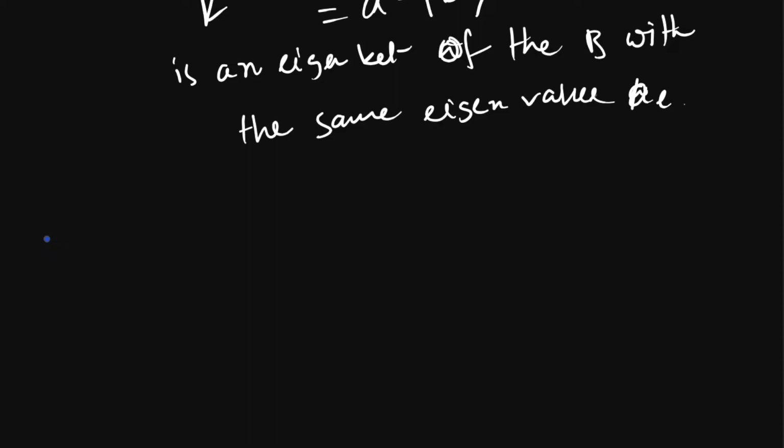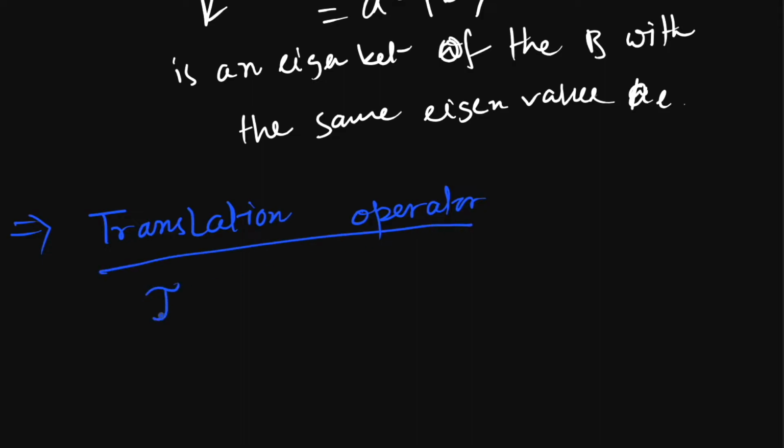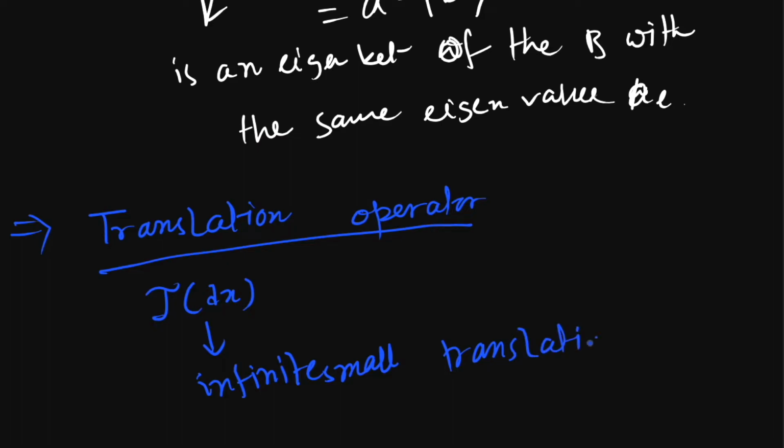Now, as an example of a transformation matrix, let us study the translation operator tau dx, which is infinitesimal translation operator. So what does it do?